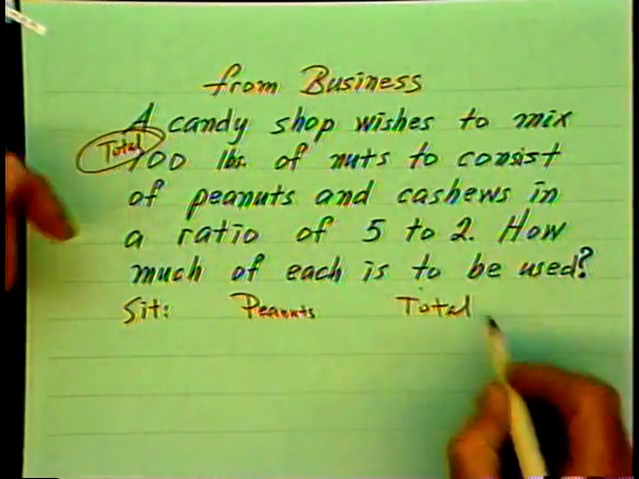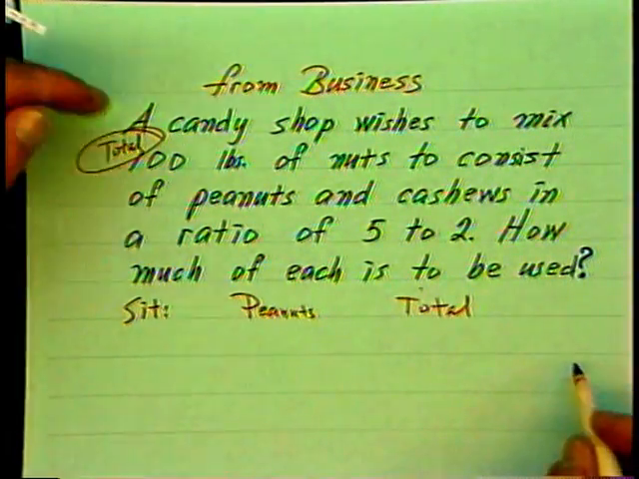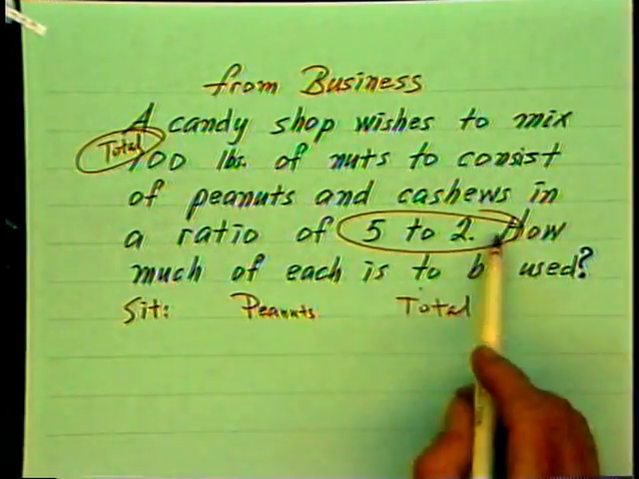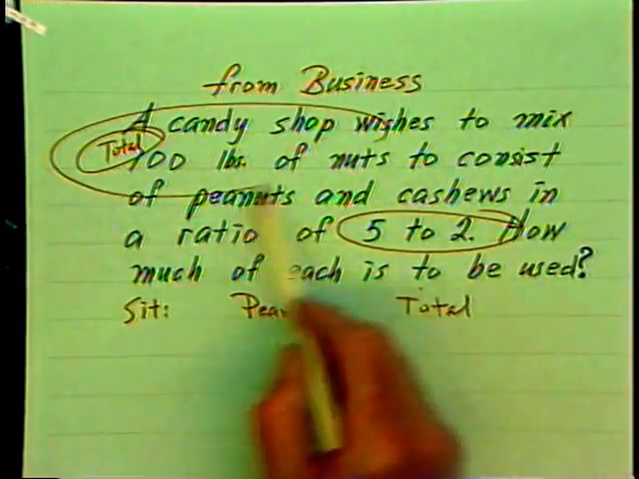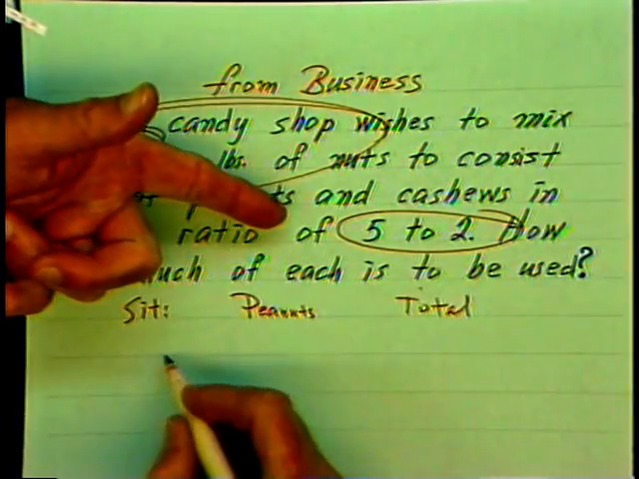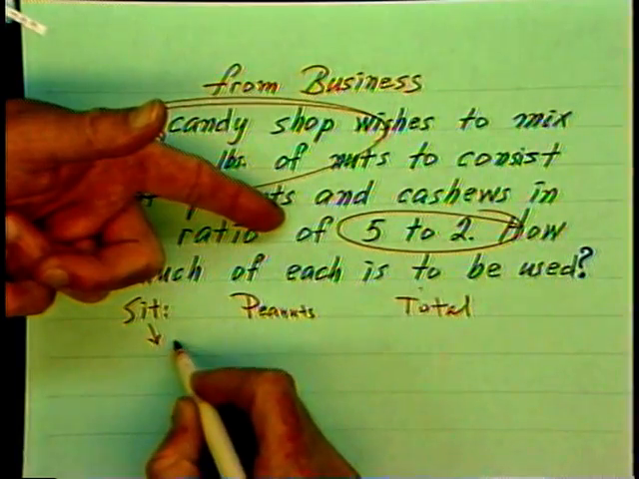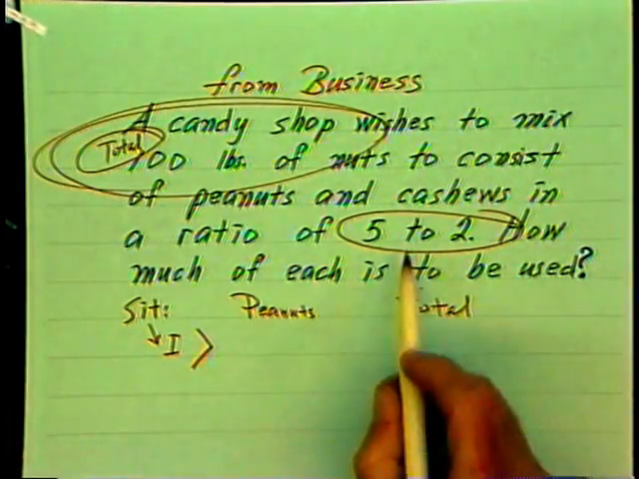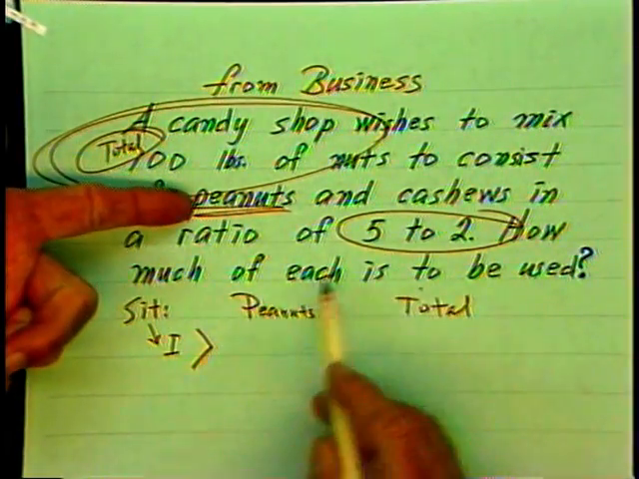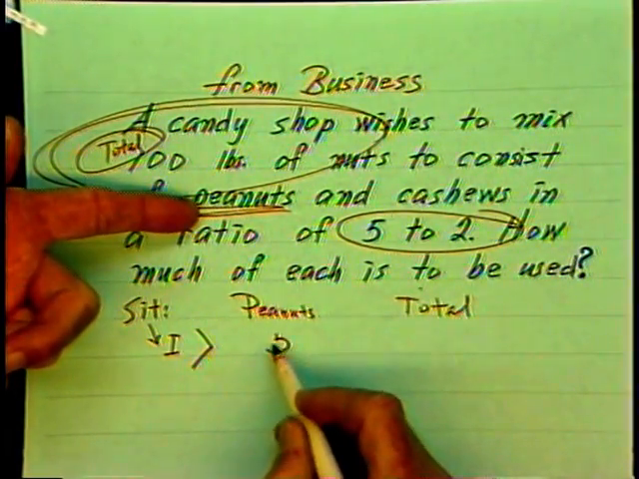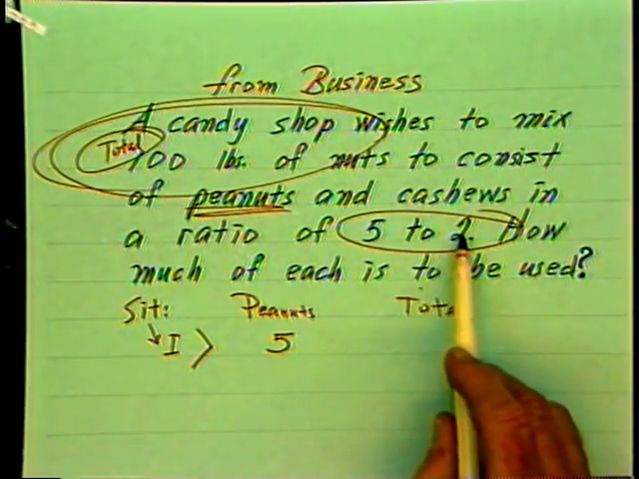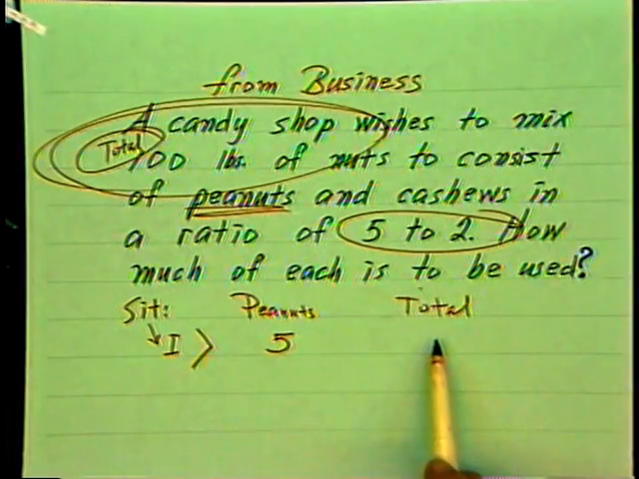Which I do know in this case. But I have 2 situations. I have what I want, ideally, and what I want in this specific case. So let's call the ideal situation our first situation. Okay, I want peanuts, and peanuts comes first, so I write it first, 5. But I don't want cashews here, I want the total here.